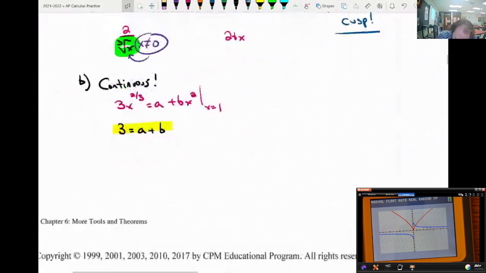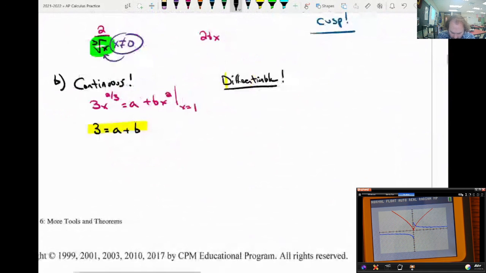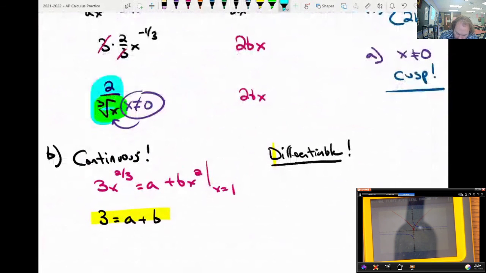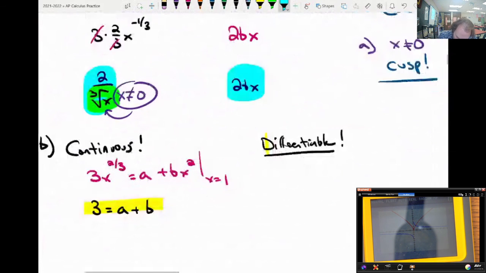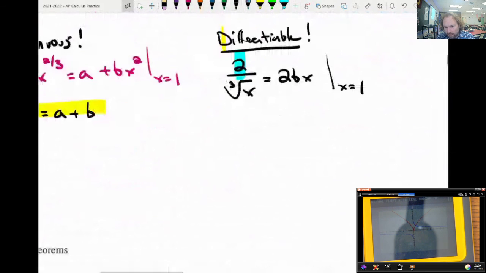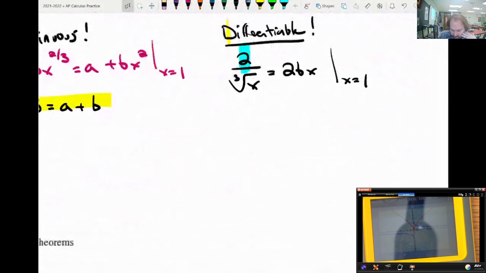So let's talk about differentiable. It's the same game, except this time we're looking at the derivatives. So we got our derivatives back in the first part, right here and right here. Those are our two derivatives. And again, we need those to be the same when x is 1. So we need 2 over the cube root of x to equal 2 times bx, again, when x is equal to 1. So this looks complicated, but you're going to plug in 1 for x. It makes the problem much easier. This means that 2 equals 2b, which is another way of saying that b equals 1.